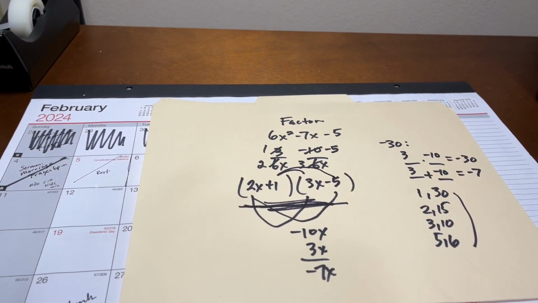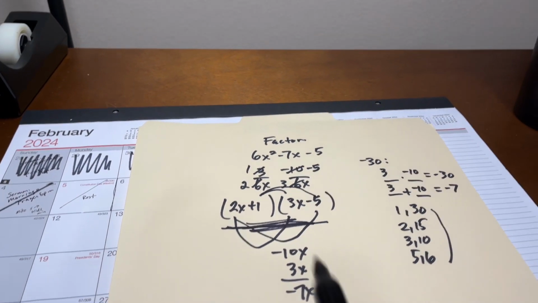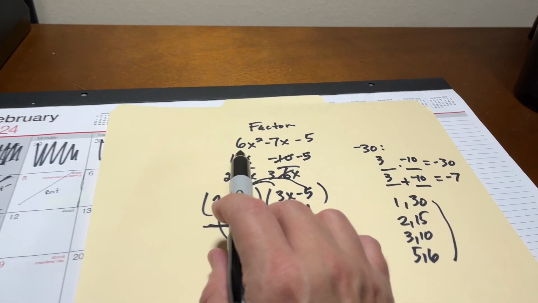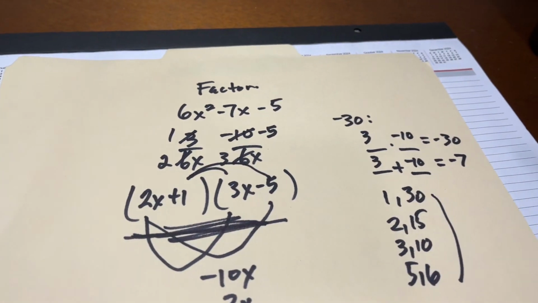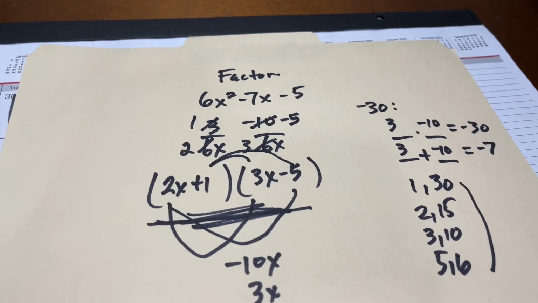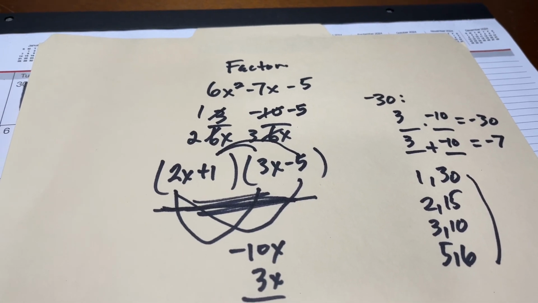And this is called factoring a trinomial when the A term is not a 1. And what I'm using is often called the extended AC method. Some people call it different things, but it's kind of a little shortcut trick that works.